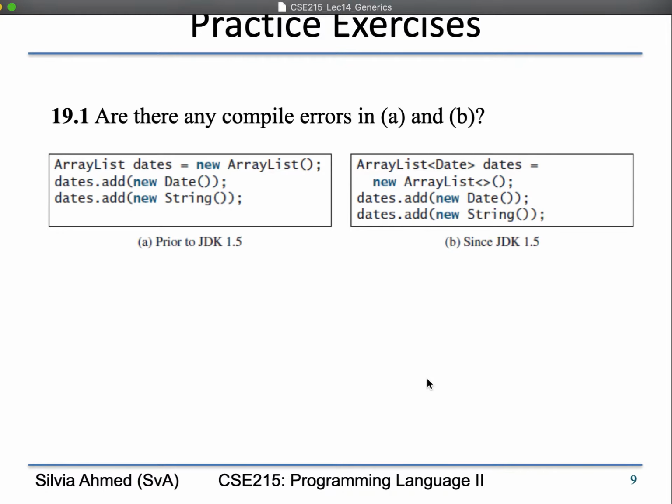So let's analyze this problem a bit. Before generics, when we are creating an array list, everything is in object form. That means this add method accepts the type Object. So when we are passing a date object, then a string object, there is no problem, there is no error. The problem will occur when we actually start using those objects from the array list.